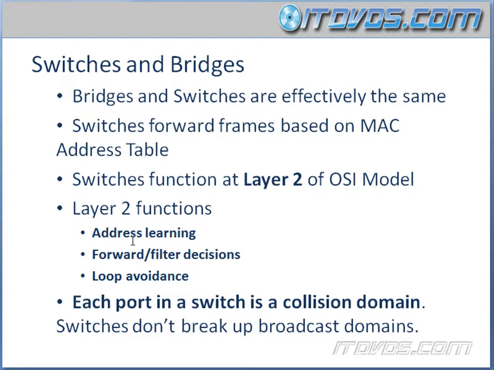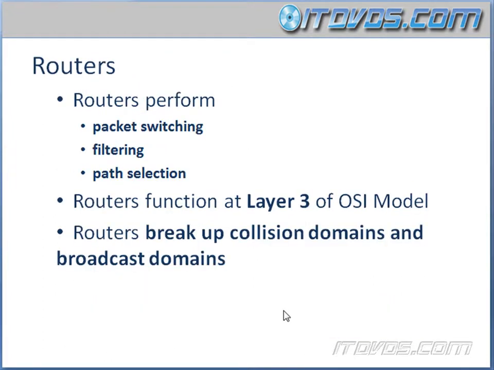And address learning is the learning of MAC addresses so that it knows which port to forward information out. Forward and filter decisions, we can actually set up rules that say forward certain data or don't forward certain data based on MAC address. And loop avoidance. And this is something we'll get into when we talk about the spanning tree protocol. And again, each port in a switch is a collision domain. That's very important.